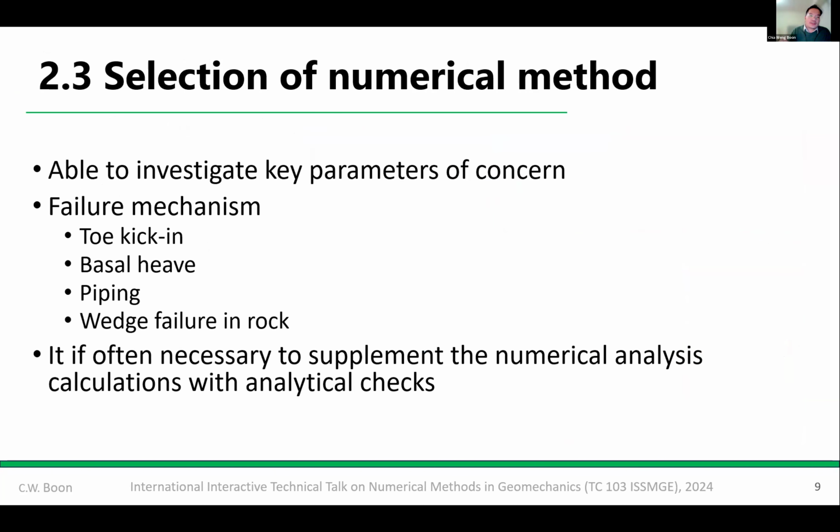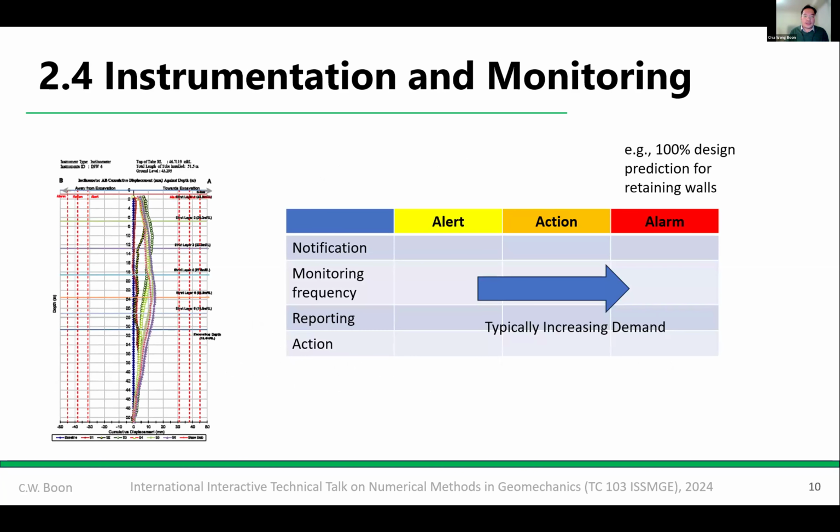When selecting the numerical method, one will need to ensure that the numerical method is able to investigate the key parameters of concern and carry out some level of sensitivity analysis. The numerical method should be able to replicate the failure mechanism. And if the failure mechanism can't be replicated, then some analytical checks will need to be supplemented. In fact, it is important to have an overview of the geotechnical problem and verify with instrumentation and monitoring. And depending on the project types, sometimes independent checking may be required.